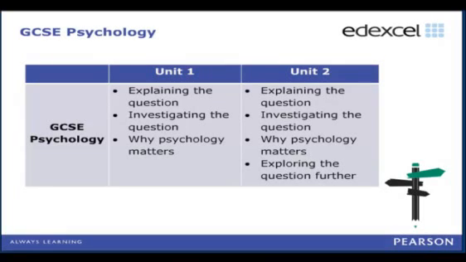Okay, we also like the idea of a strong structure for the specification. So for Unit 1, we've chosen issues about explaining the topic questions, which I'm going to outline in a moment, investigating the question, and why psychology matters. Unit 2 adds a little more to that. They're still explaining the question, investigating the question, looking at why psychology matters, but then exploring the question further. And you'll see that Unit 1 is worth 40% and Unit 2 60%.